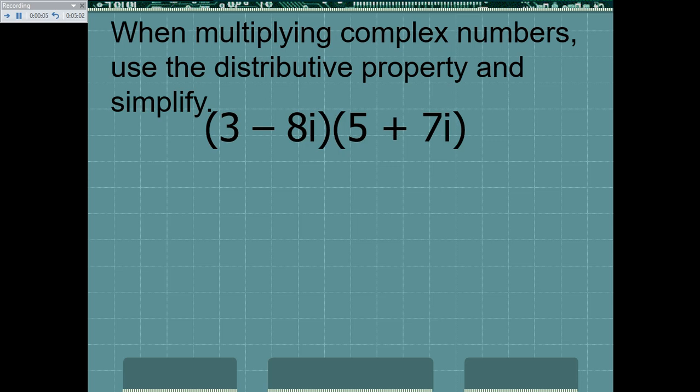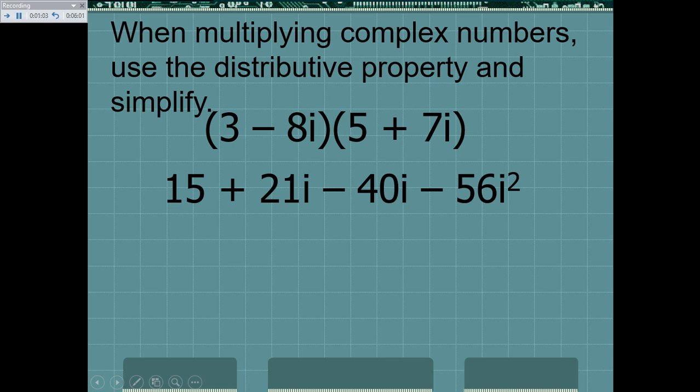When multiplying complex numbers, use the distributive property and simplify. By distributive property we multiply 3 with 5 and 3 with 7 iota. This is a bit different from addition and subtraction. In addition, we combine real with real and imaginary with imaginary. Now in multiplication we multiply 3 with both of these terms, 3 with 5 and 3 with 7 iota. After that we multiply minus 8 iota with 5 and minus 8 iota with 7 iota.